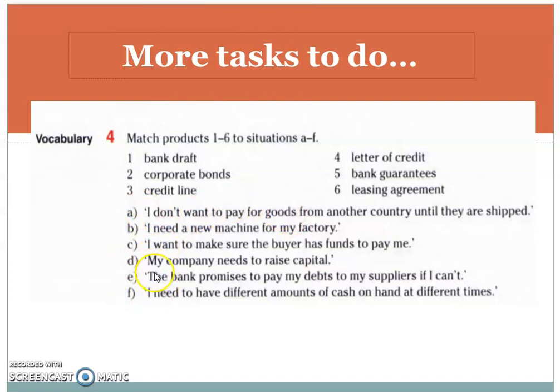Well, again, the answer is letter C. I want to make sure the buyer has funds to pay me. So, bank draft. Okay. So, this is the first or second task. Next.